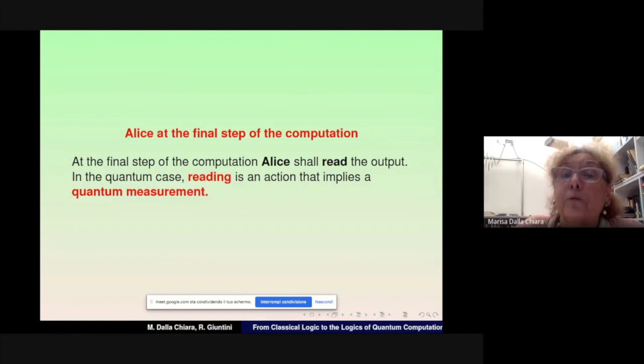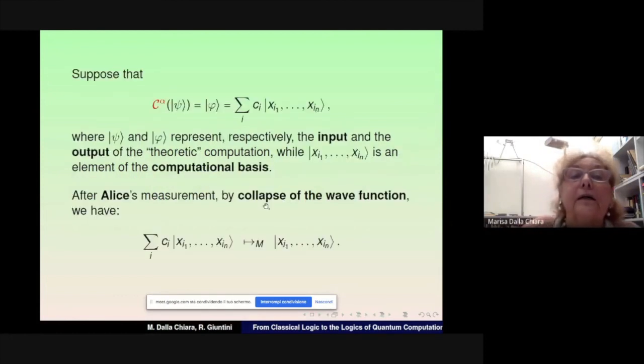At the final step of the computation, Alice shall read the output. And in the quantum case, reading is an action that implies a quantum measurement. Suppose that the circuit alpha applied to the input psi gives rise to the output phi that is the following genuine superposition, where these are registers that belong to the computational basis. So this is a genuine superposition of elements of the computational basis. After Alice's measurement, by collapse of the wave function, this genuine superposition has been transformed into a particular register.